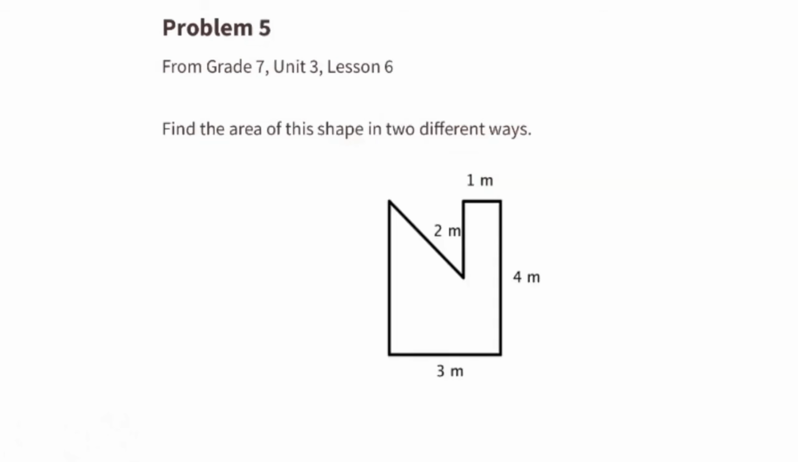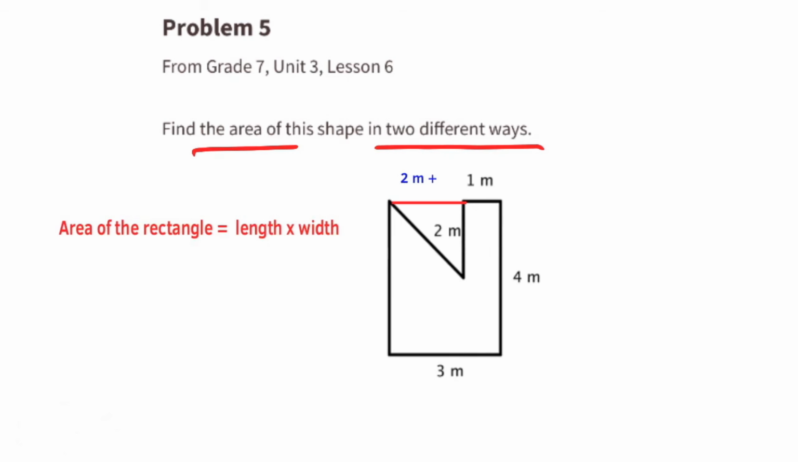Problem number 5 from 7th grade, Unit 3, Lesson 6. Find the area of this shape in 2 different ways. First, let's make it into a rectangle because the area of a rectangle is length times width. 3 meters times 4 meters equals 12 meters squared. So the rectangle has an area of 12 meters squared. Don't forget, we need to subtract the area of the little triangle. And the area of a triangle is 1/2 of the base times the height.